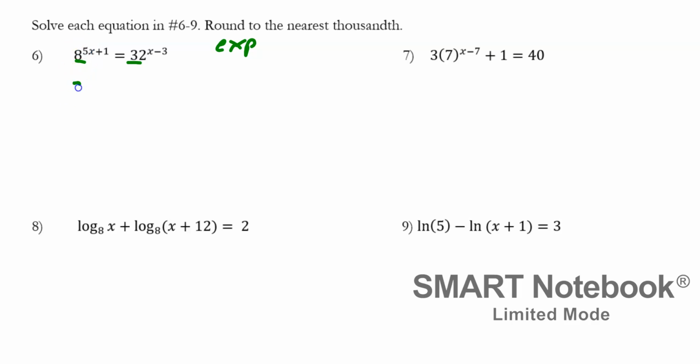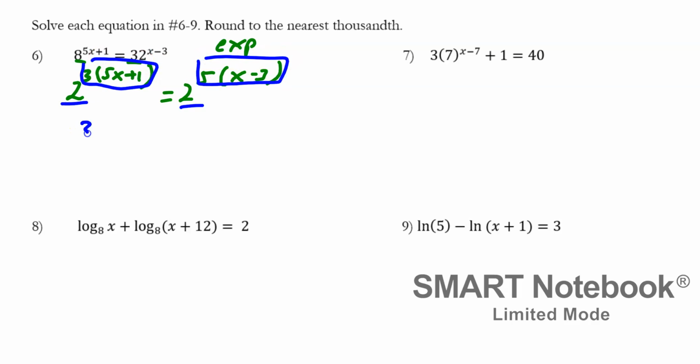This can really be 2 to the third, and then 5x plus 1 is still in the exponent. Can I also write 32 as 2 to a power? Yes, I can. 32 is 2 to the 5th, and then multiply by x minus 3 in the top. Because when you're raising a power to a power, you multiply the exponents. So because these bases are the same, the exponents must be equal. So we have 3 times 5x plus 1 equals 5 times x minus 3.